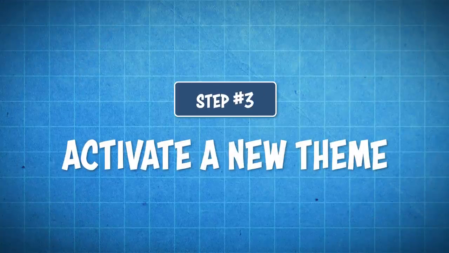Okay, so step number 3 is to activate a new theme. And a theme just allows us to customize our website. And there are hundreds of thousands of awesome themes out there on WordPress. But we need one that's going to work very well with the Elementor page builder plugin. And that theme is called Ocean WP. So let me show you how to get that.